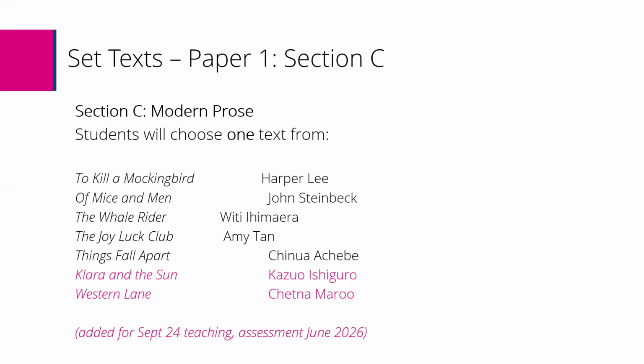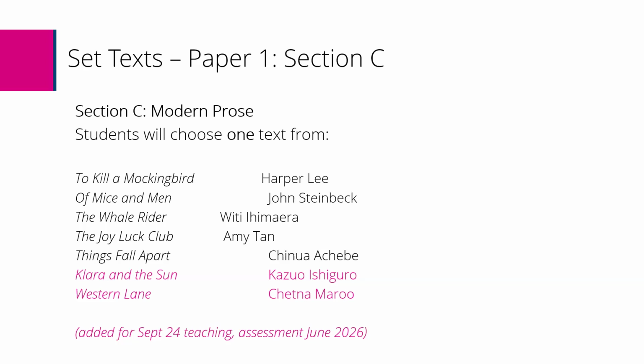Now we have two new texts coming onto this specification. They're added for first teaching from this September, and they will first appear in the exam paper in June 2026. And they are Clara and the Sun and Western Lane. So that's news that's hot off the press, if you like.